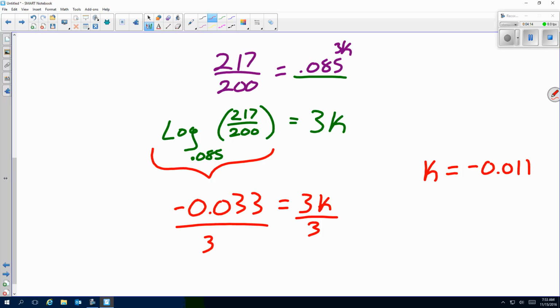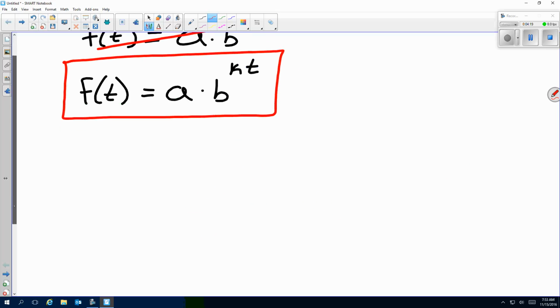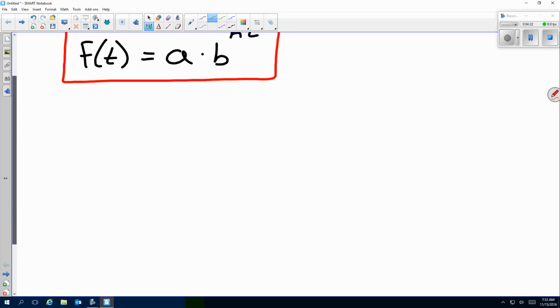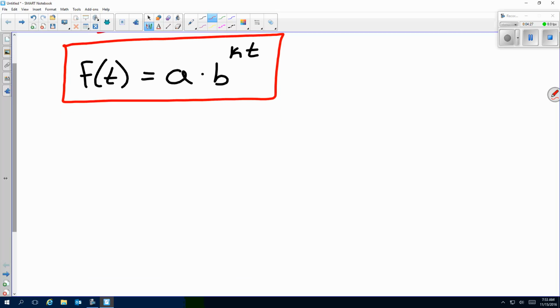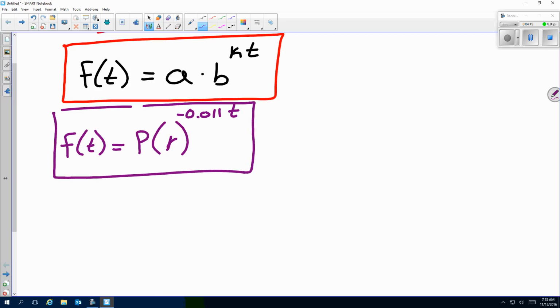So what does this mean? Well, this means that I can now create an equation. When we talked about this equation, f of t is equal to a times b to the kt. For my situation, with this problem that I'm working with, I can make the statement that f of t is equal, let's call it p for the initial population, times my rate r, all to the negative 0.011 t. And now I can find out how many organisms I have at any given time. And that's kind of cool. I think it's kind of cool.